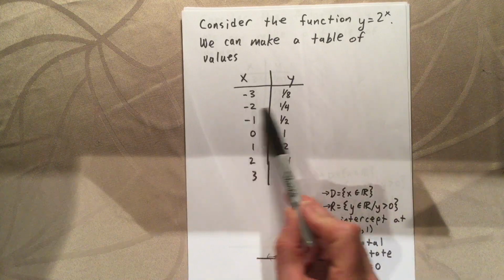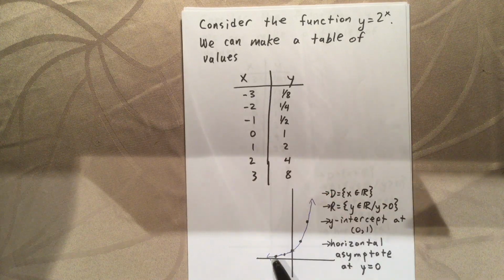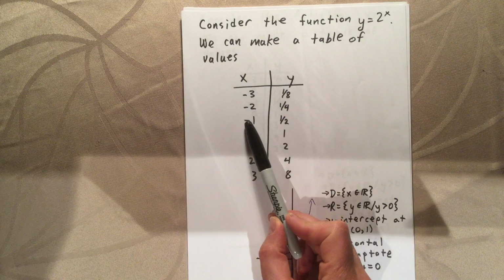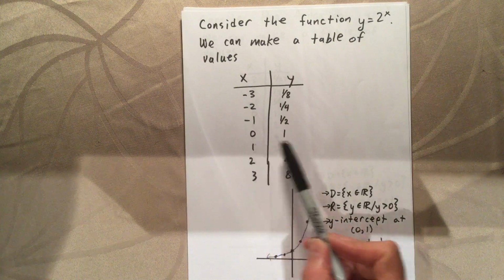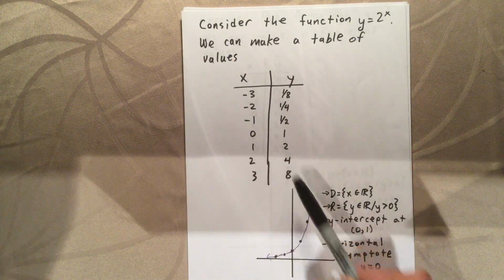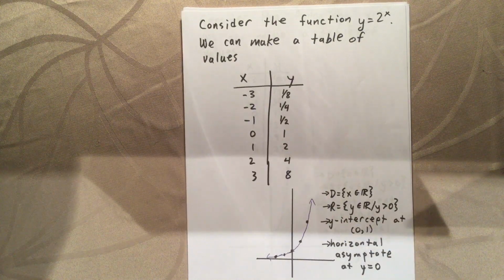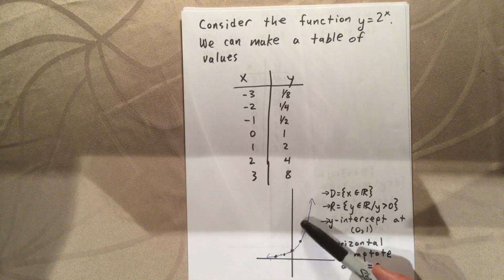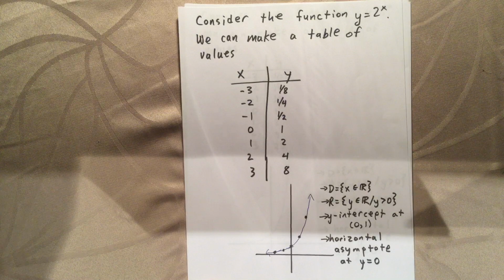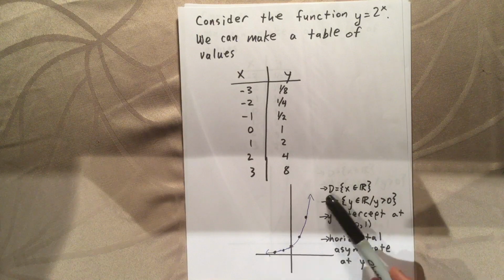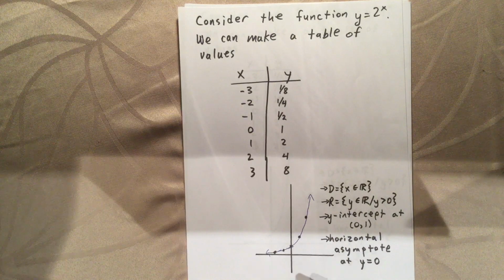And when we plot negative 2, 1/4, we get this black point here. When we plot negative 1, 1/2, we get this black point here. 0, 1 is here. 1, 2 is right here. And 2, 4 is right here. Now, we plot these 5 points, and then in blue we draw a curve to represent the curve y equals 2 to the x.